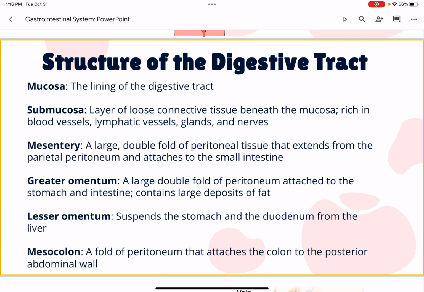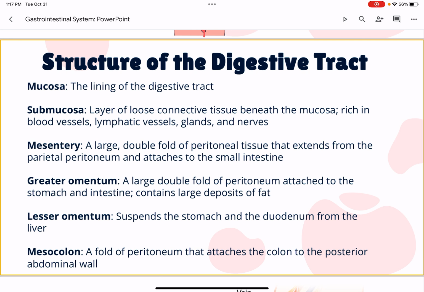The submucosa is a layer of loose connective tissue beneath the mucosa. It's rich in blood vessels, lymphatic vessels, glands, and nerves. A muscle layer surrounds the submucosa. This layer consists of 2 sublayers of smooth muscle.